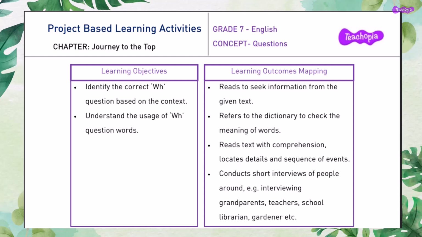Learning outcomes mapping: reads to seek information from the given text, refers to the dictionary to check the meaning of words, reads text with comprehension, locates details and sequence of events, conducts short interviews of people around, for example, interviewing grandparents, teachers, school librarian, gardener, etc.